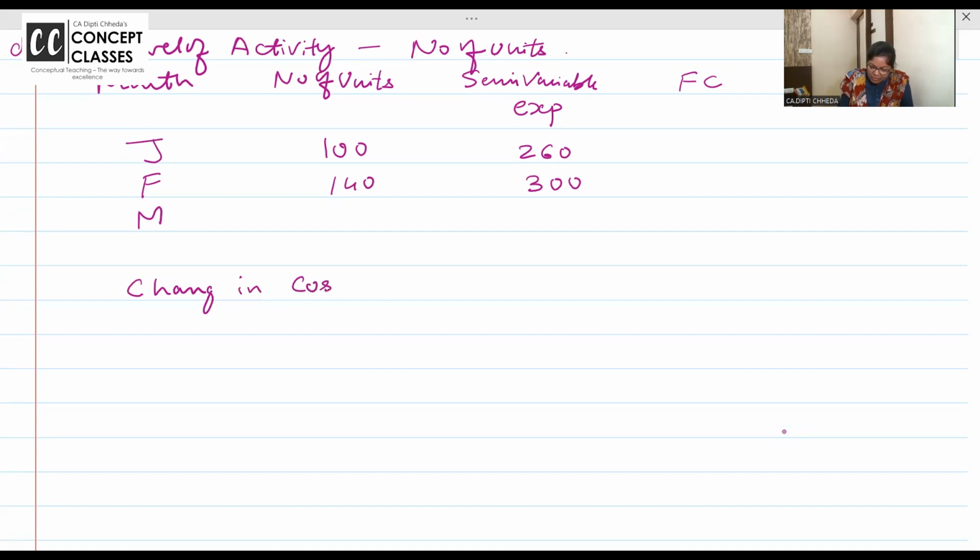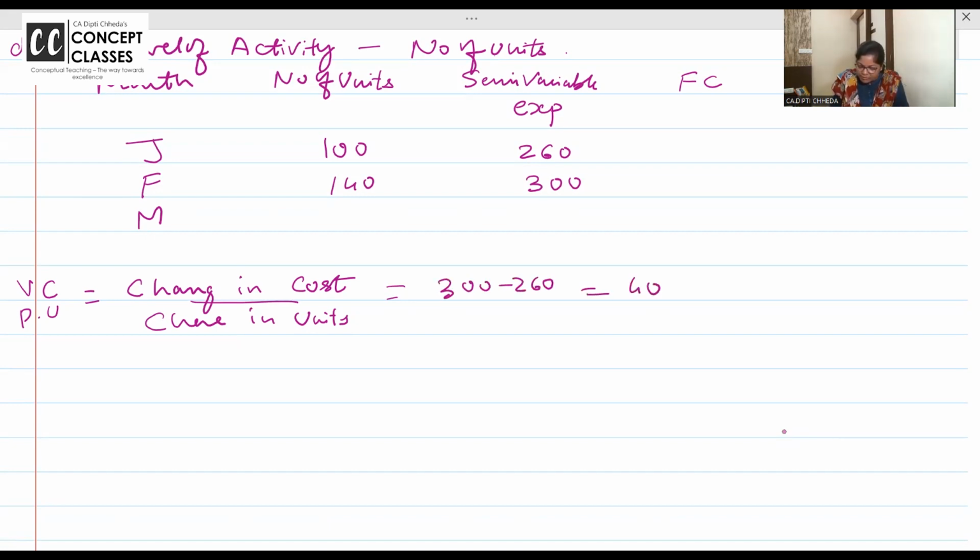Change in cost by change in units will give you variable cost per unit. Are you getting it? Variable cost per unit is change in cost. How much is the cost changing? 300 to 260, that's 40. Number of units, how much is changing? 140 and 140.